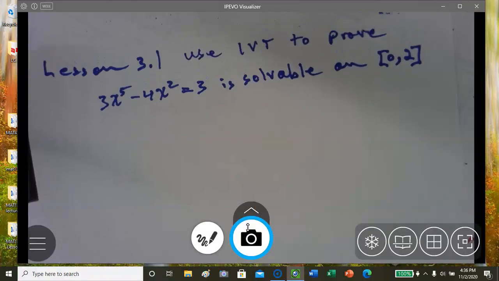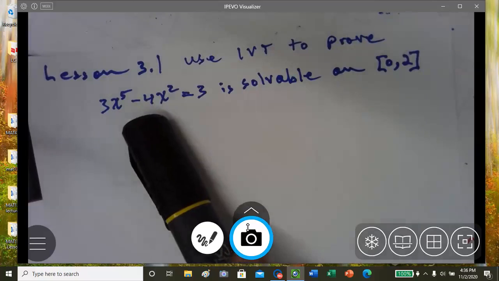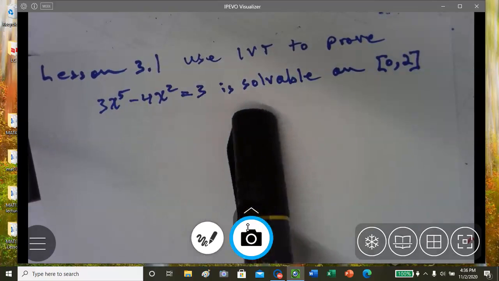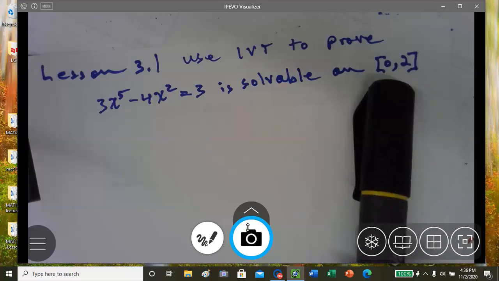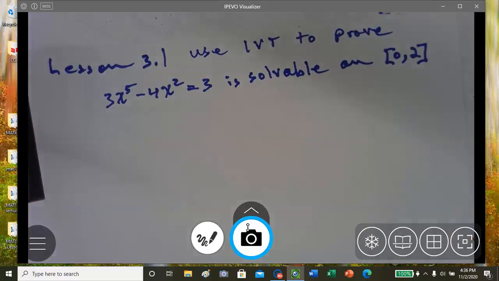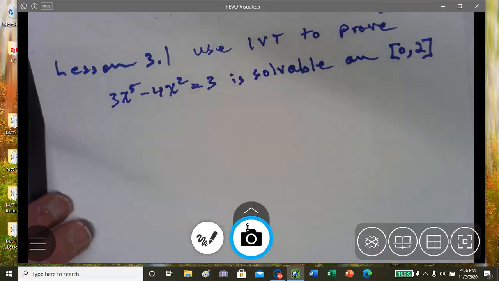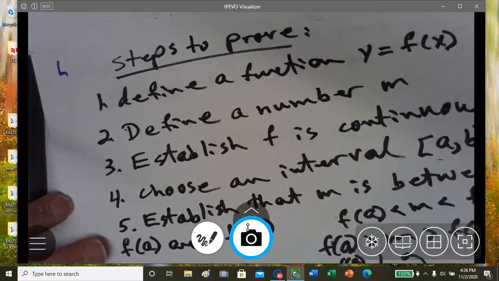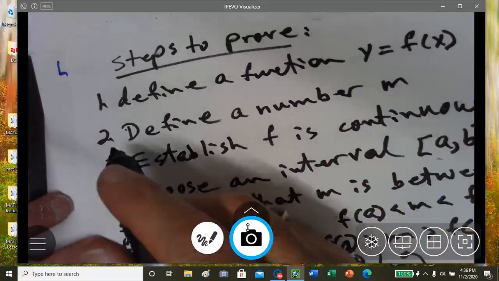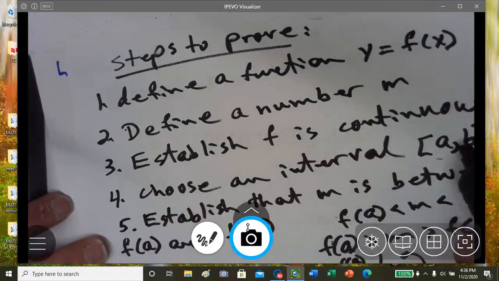Okay, this is lesson 3.1, and we're using the intermediate value theorem to prove 3x to the fifth minus 4x squared equals 3 is solvable on the closed interval 0 to 2. First, here are our instructions from the previous video: define the function, define m, establish f is continuous, choose an interval. Well, we already have an interval, 0 to 2.